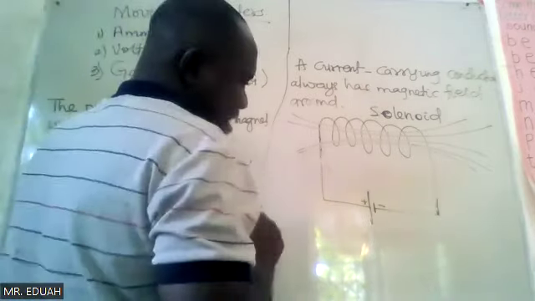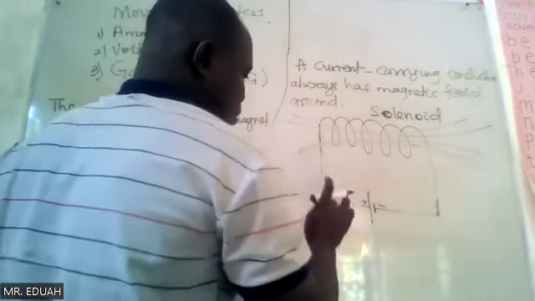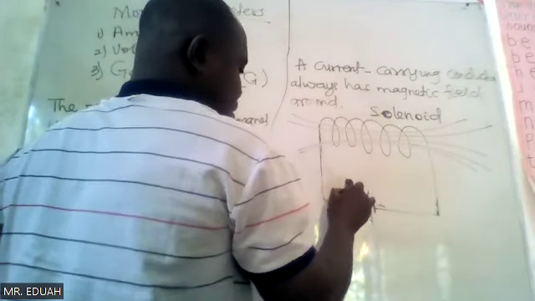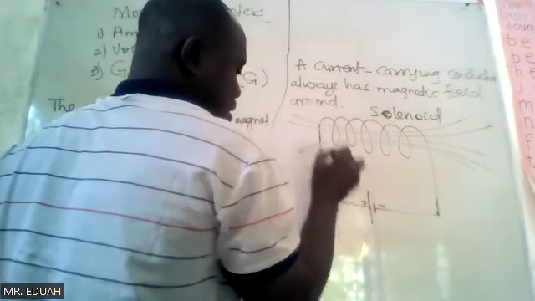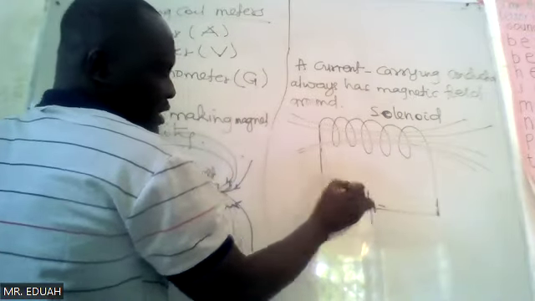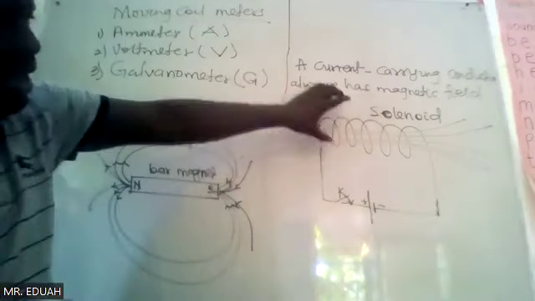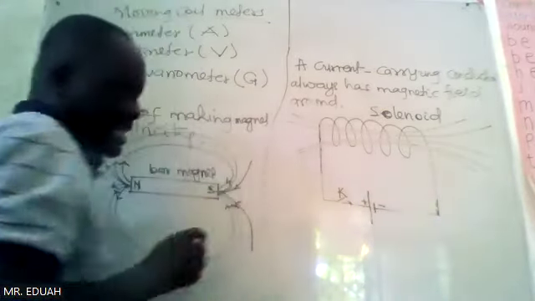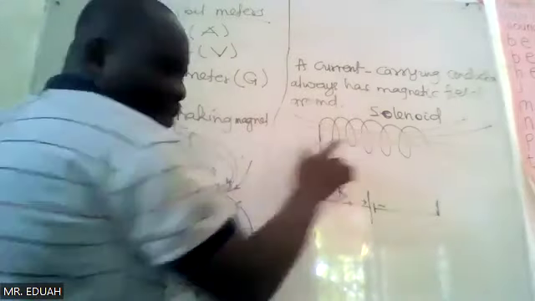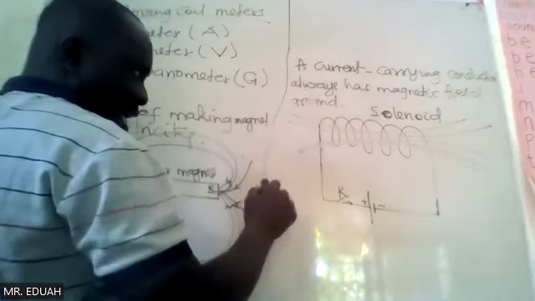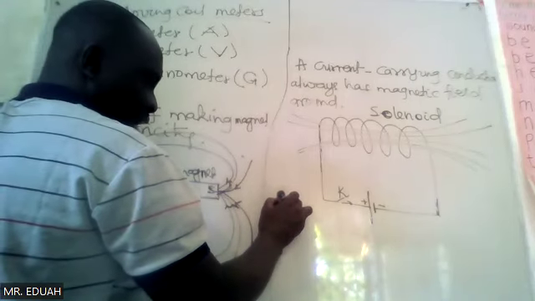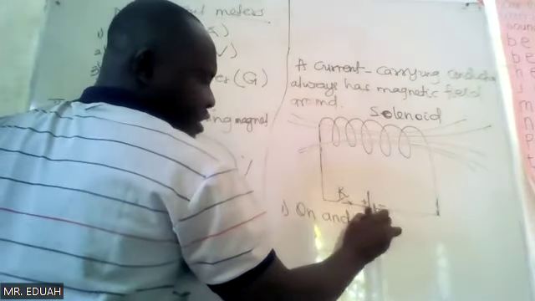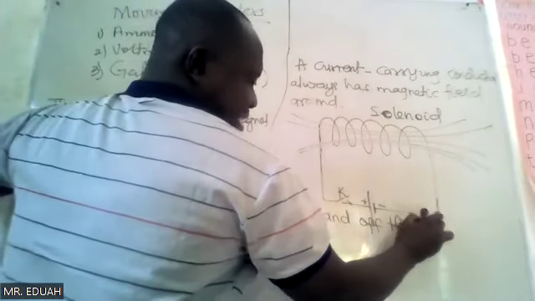So if you create a key or switch within, this is a switch. Whenever you close it, you switch on the magnetic field. Whenever you open the key, you switch it off. So the difference is that with this one, we are controlling the magnetic field. We can always switch the magnetic field on and off.